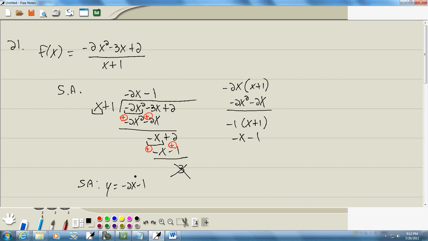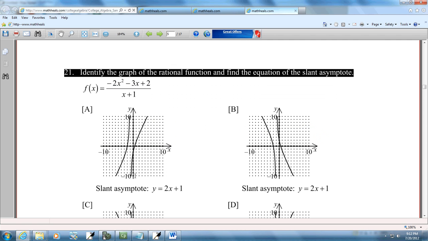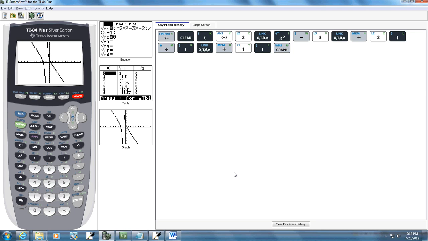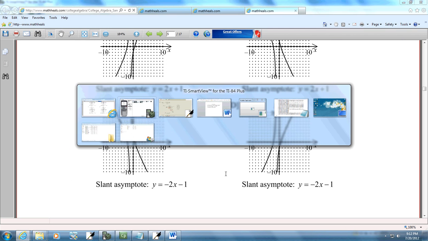Well, let's now use that along with our graph to figure out what our answers are. Definitely not A or B. Negative 2x minus 1, so either C or D. Let's go look at our graph and see. And it looks like C. So C is our answer.